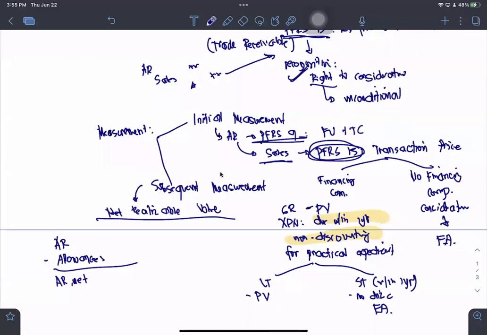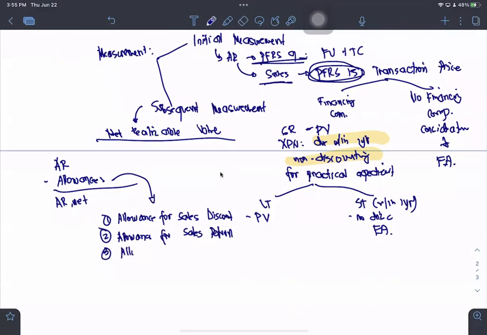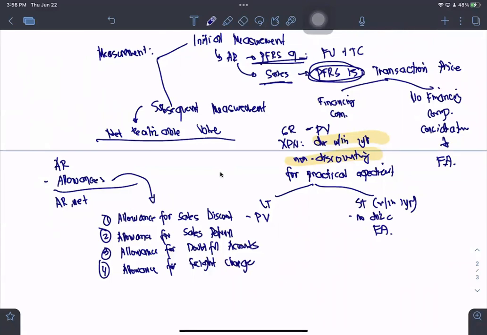The next question is, what are the items of allowances? The following are the items of your allowances. The first item is your allowance for sales discount. Next is your allowance for sales return. Next, we have your allowance for doubtful accounts. Next, we have your allowance for freight charge. So the following allowances decrease your AR.